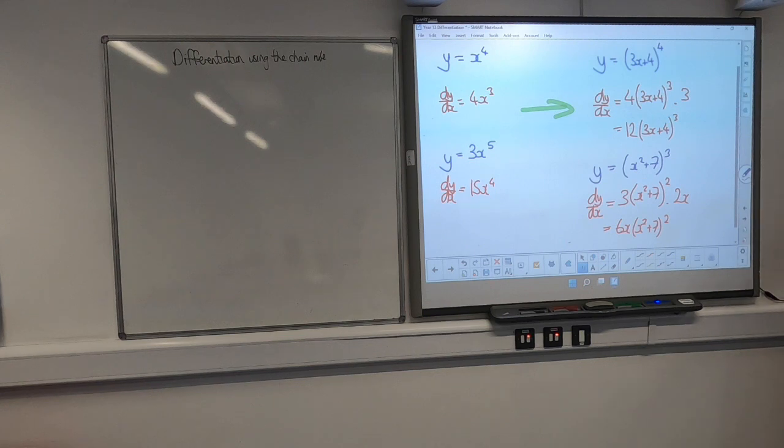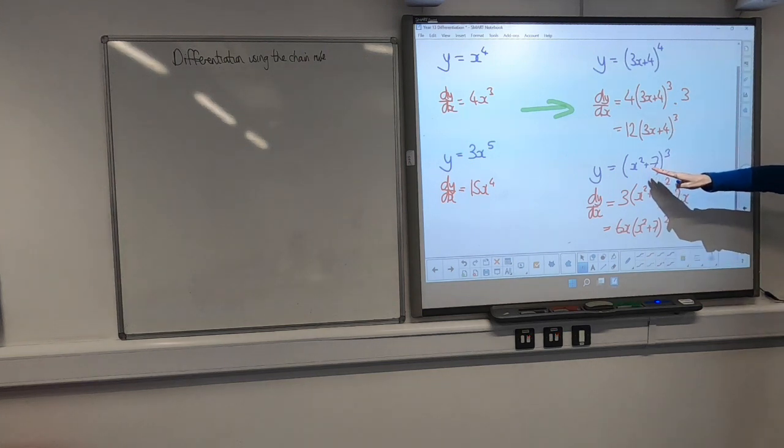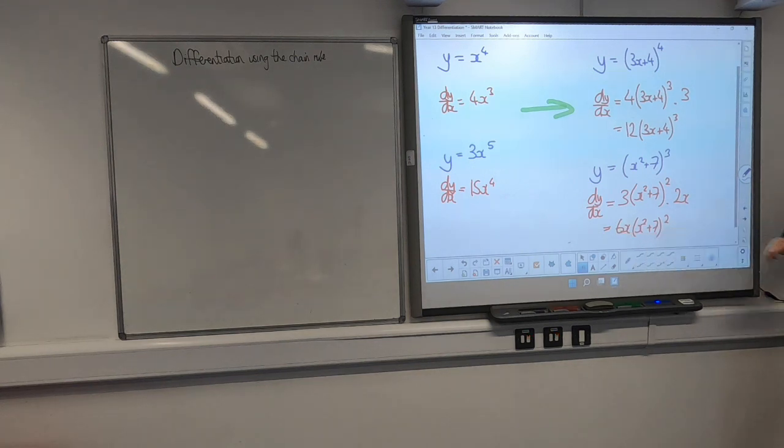Now there's another option. We could multiply that out. We could do 3x plus 4 times 3x plus 4 times 3x plus 4 times 3x plus 4. We could use the a plus b binomial thing we learned last year, and then we could differentiate it normally. But we get an answer that's the same as this one. And the same is true here. We could multiply that out, differentiate each term separately. We don't need to. And similarly, we don't need to multiply out that answer. It's perfectly okay just to leave it like that.